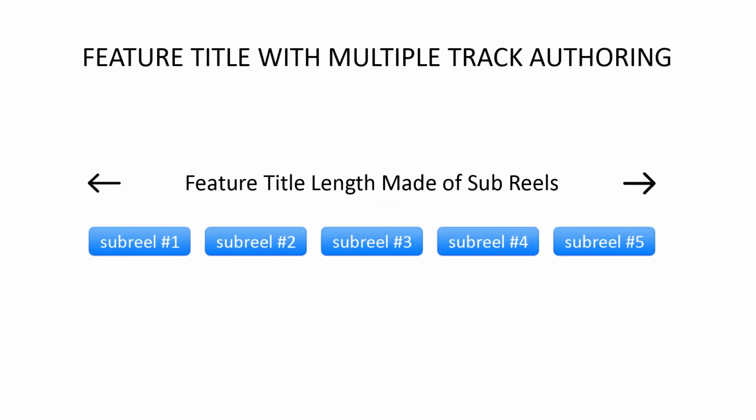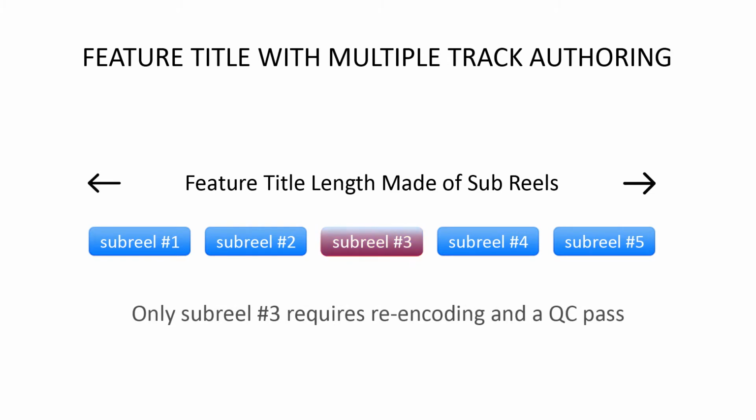This enhanced feature also applies to workflows in which feature titles are broken into subreels in precaution of video quality control issues. This workflow allows for a quicker repair of feature-length content by only re-encoding and QCing a short subreel.